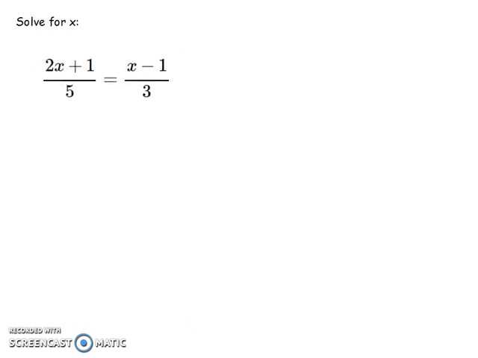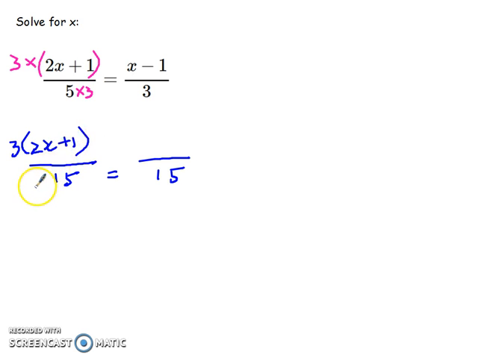Building it up again, fraction on each side. Best thing to do is get a common denominator. So common denominator between 5 and 3 would be 15. So let's make each denominator 15. I've multiplied this by 3 to make it 15. So this also has to get multiplied by 3. So I have 3 outside of 2x plus 1. On the right-hand side, I multiplied my denominator by 5. So the numerator also gets multiplied by 5. So I have 5 outside of x take 1.